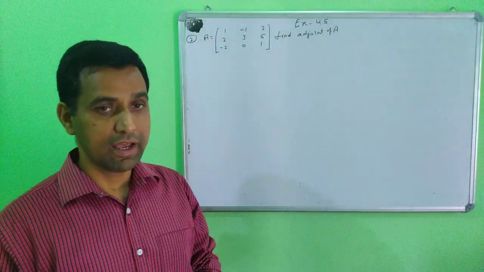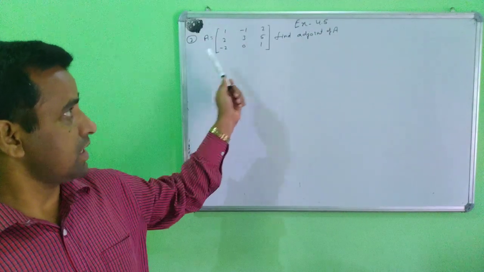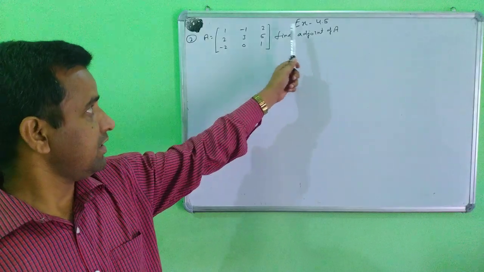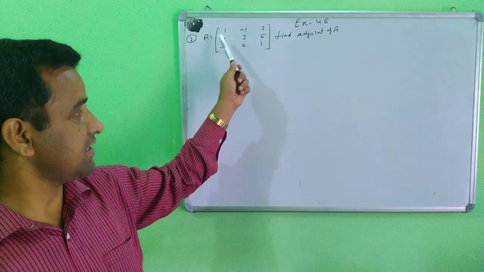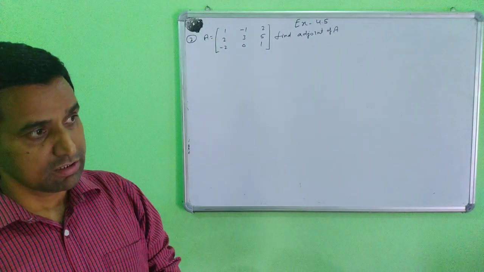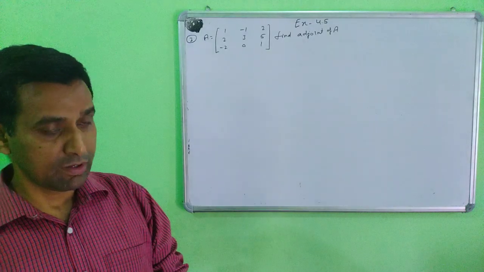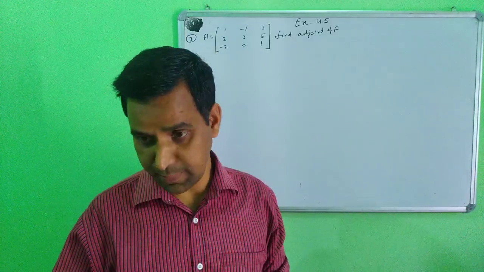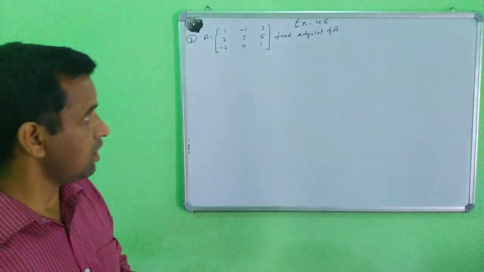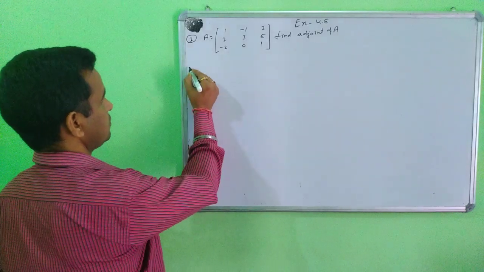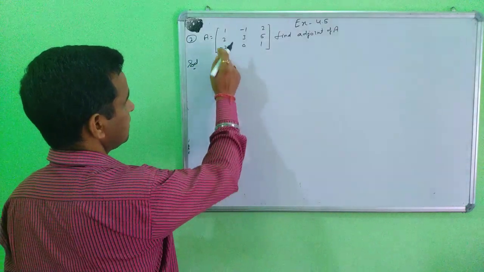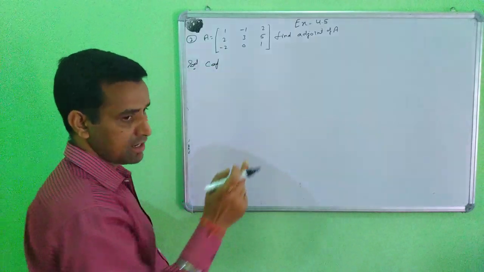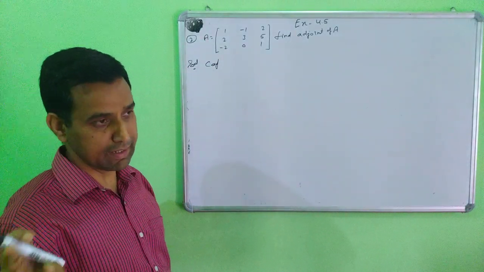Yes students, I am taking the second question of exercise 4.5. Find the adjoint of A. This is the matrix A given, and we find the adjoint of this matrix. Before finding the adjoint, first you find the cofactors, then you take the transpose, then you get the adjoint. So how do we find the cofactors here? Now the solution starts. I am directly finding the cofactors, not finding the minors separately.